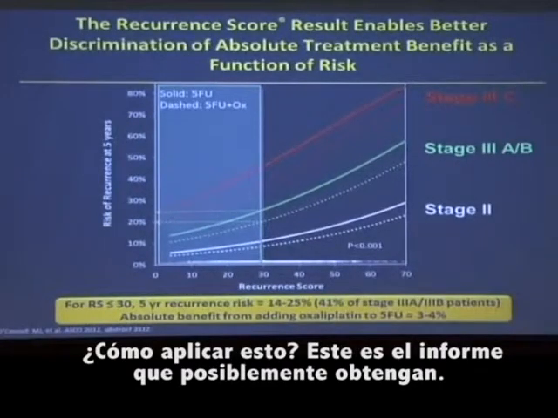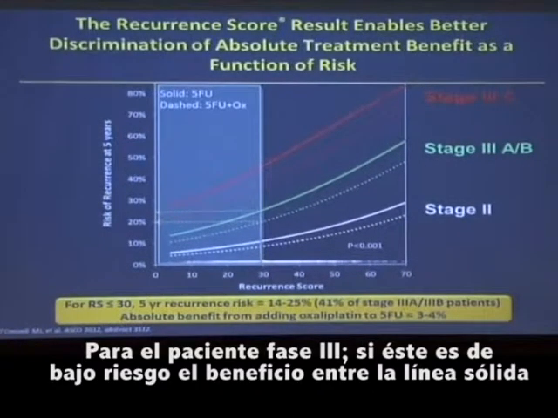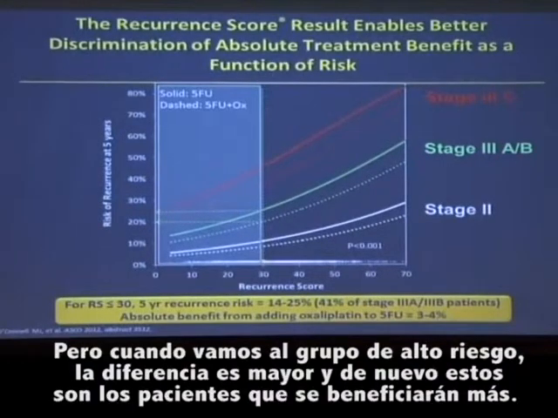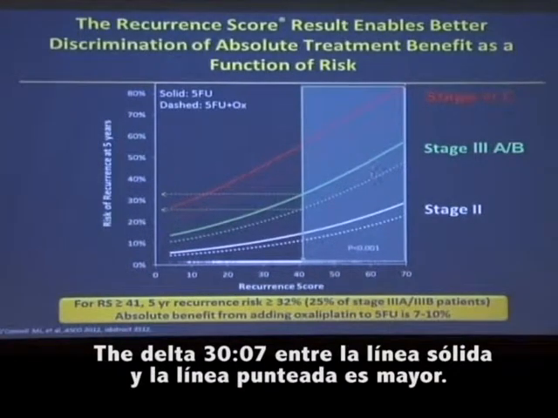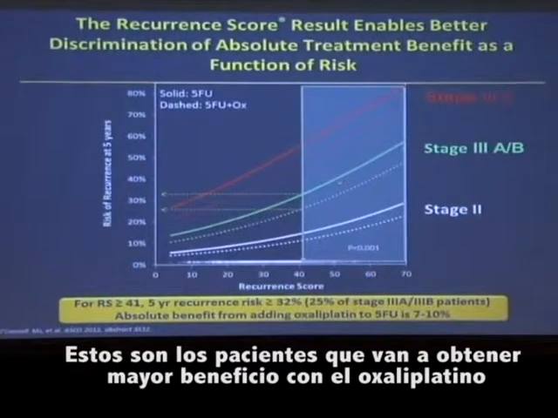So how do you apply this? This is the report that you might get on a stage 3 patient. If you're at low risk, okay, the benefit between the solid line and the dashed line isn't so different, but when you come over here in the high risk group, okay, the difference is greater. And again, these are the patients that will benefit more. The delta between the solid line and the dashed line is greater. These are the patients that are going to benefit more from oxaliplatin-containing chemotherapy.